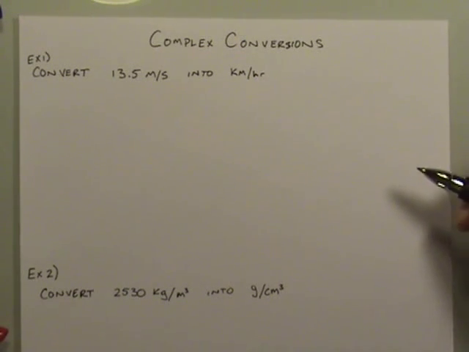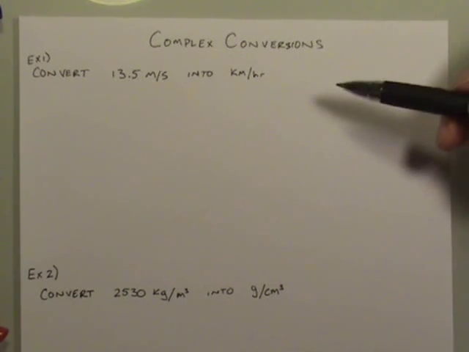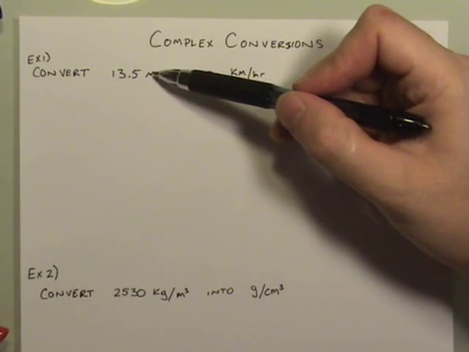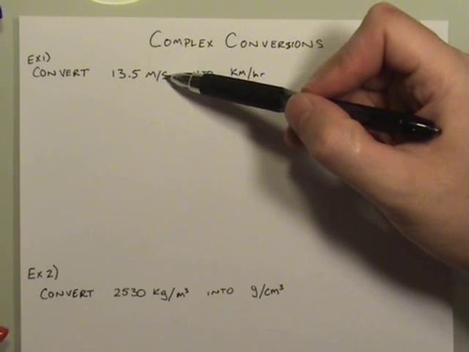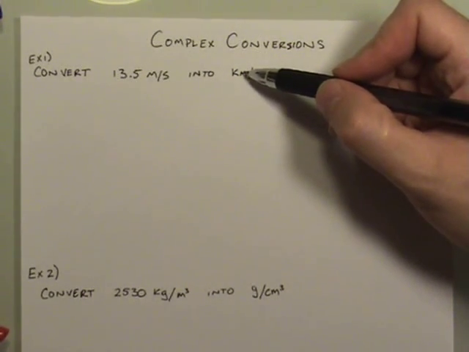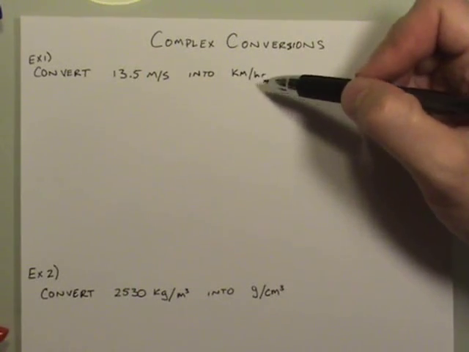Now let's take a look at some more complex conversions. And what complex conversions means is that we now have mixed units, both a distance unit and units of time, and we want to convert that into what will be a larger unit of distance and time.